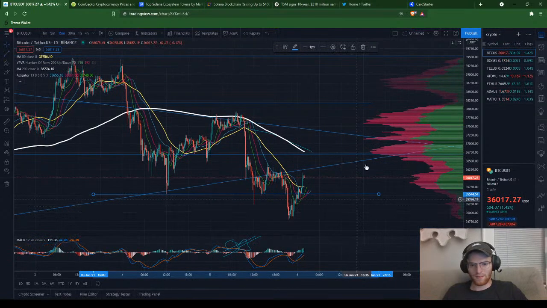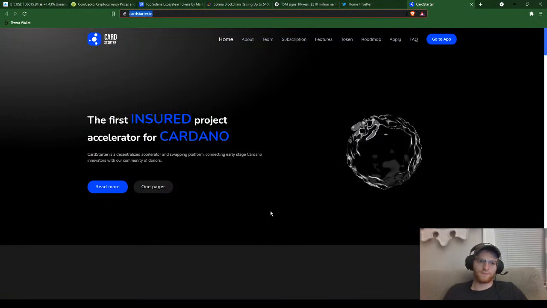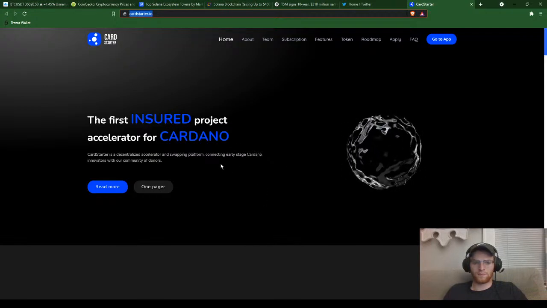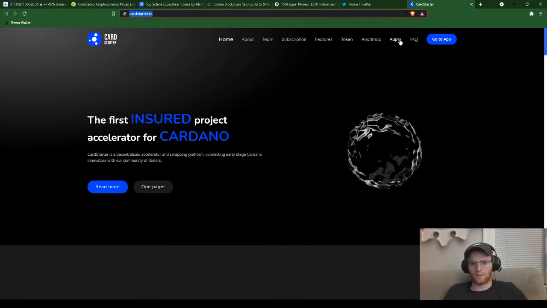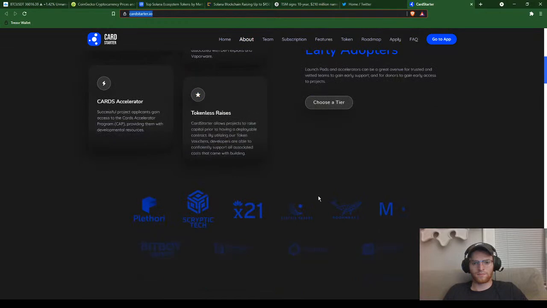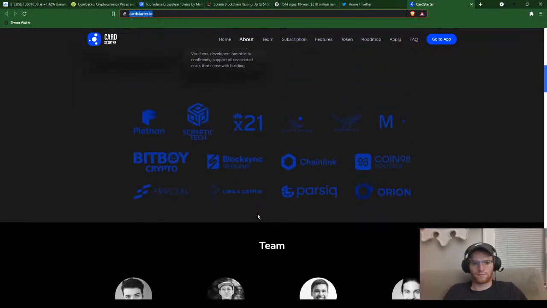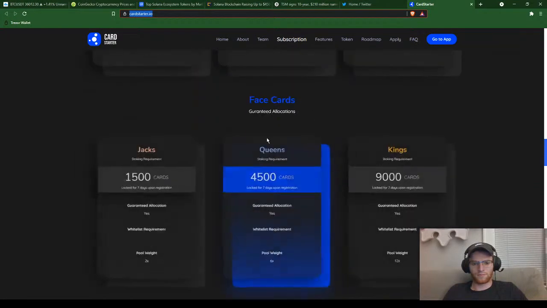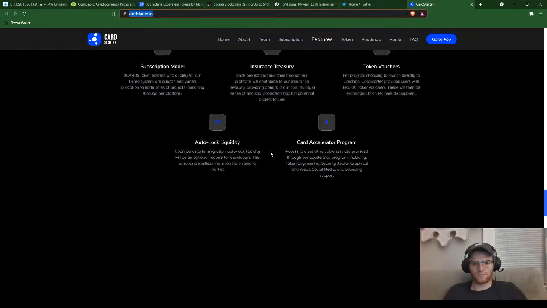All right, so Cardstarter. The thing about Cardstarter is it's one of the launch pads on the Cardano ecosystem, where all these new projects will be launched. They've actually already launched 4 projects. I believe they launched an oracle called Charlie 3, a decentralized oracle for the Cardano ecosystem.